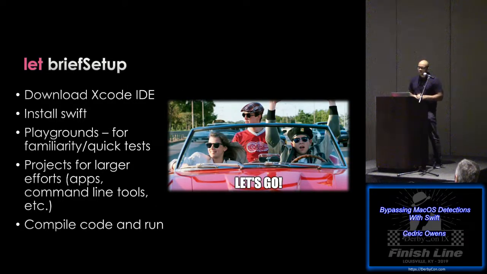So quick steps that I took when getting started down this road: I downloaded Xcode from the App Store for macOS. It installed the corresponding version of Swift based on whatever version of Xcode you download. I used Playgrounds initially just to get familiar with an idea or a concept or syntax. Once I got comfortable, I then migrated over to projects like an app package or a Mach-O binary, built the code and then compiled it and executed it so I have my binary.